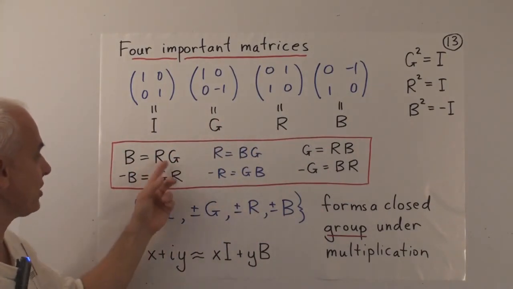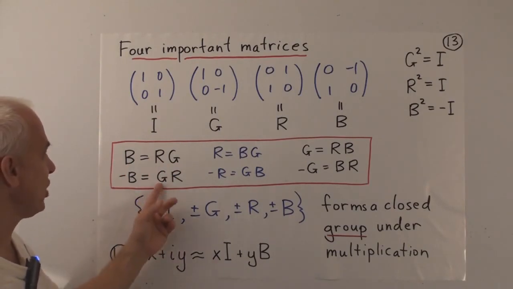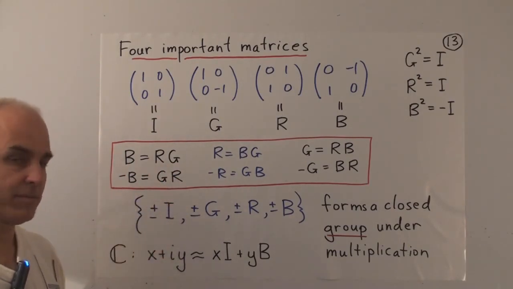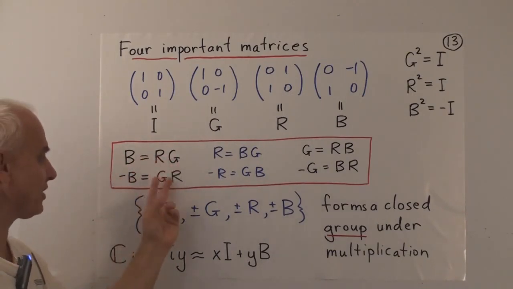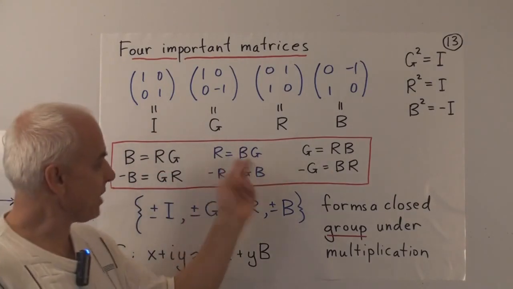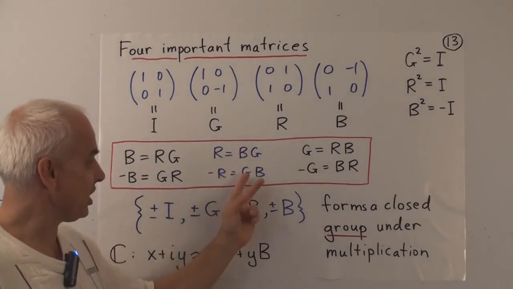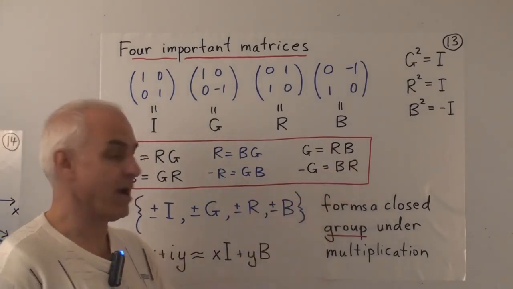For example, R times G is B. But G times R is minus B. That's an example of when you multiply matrices in different order, you get different outputs. But sort of symmetrically, B times G is R, and G times B is minus R, and R times B is G, and B times R is minus G.